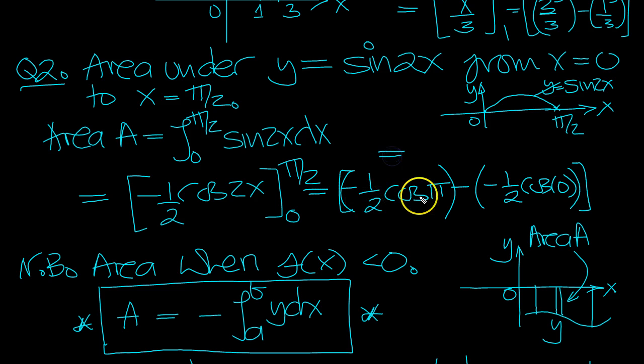Which equals, cos pi is minus 1, so this is minus 1 times minus a half, which is a half. And take away, cos 0 is 1, take away minus a half, so that becomes plus a half, doesn't it? So it's equal to 1 square unit. And that's the area there. Next example.